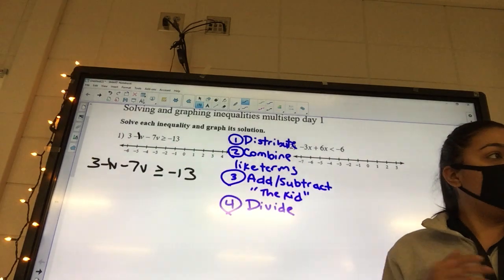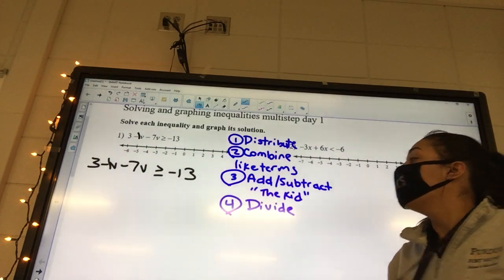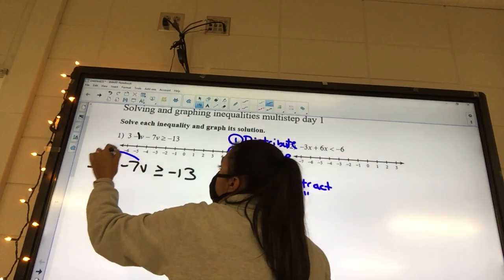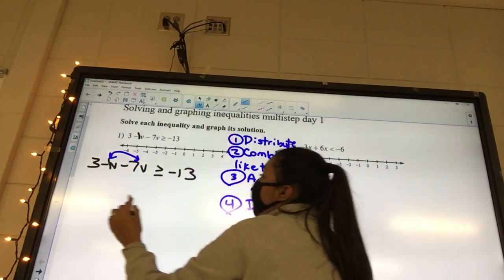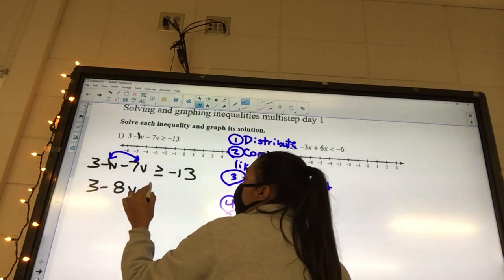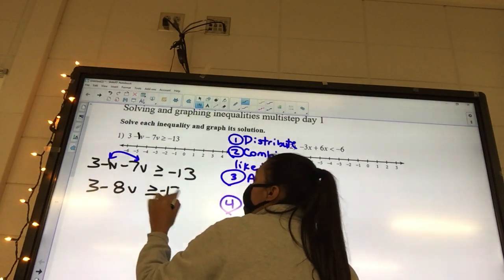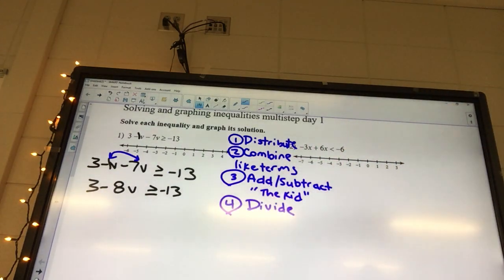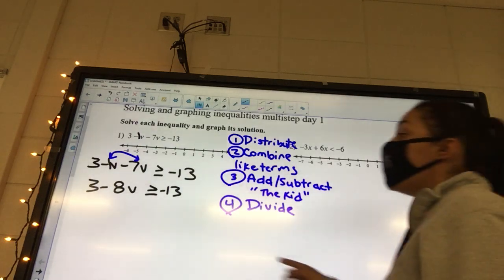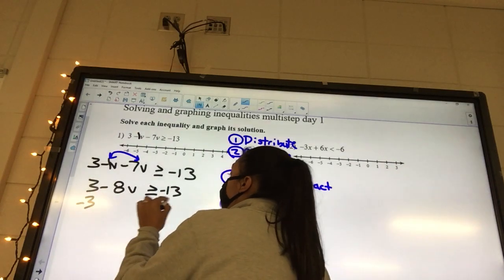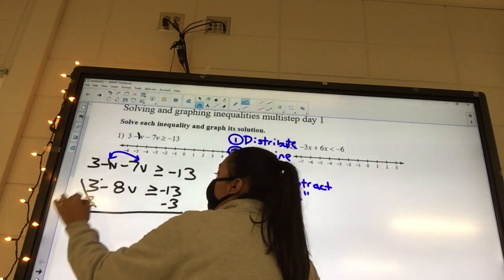Okay, so combine like terms. What can we combine? The negative 1 and the negative 7. Okay, so we can put these two together. So negative 1 and negative 7 is going to give me negative 8V. So I got 3 minus 8V. Not plus. Minus 3. Minus 3. So if there's no sign in front of a number, it's going to be a minus. So minus 3 on both sides.